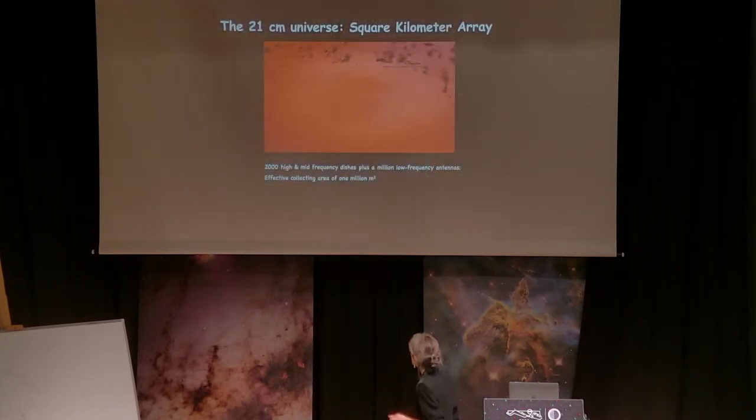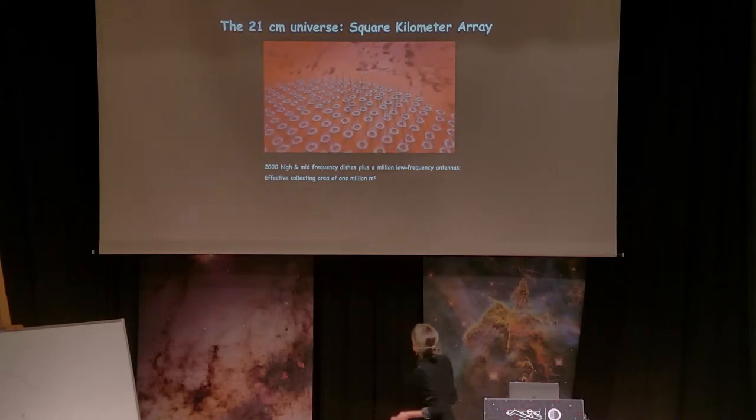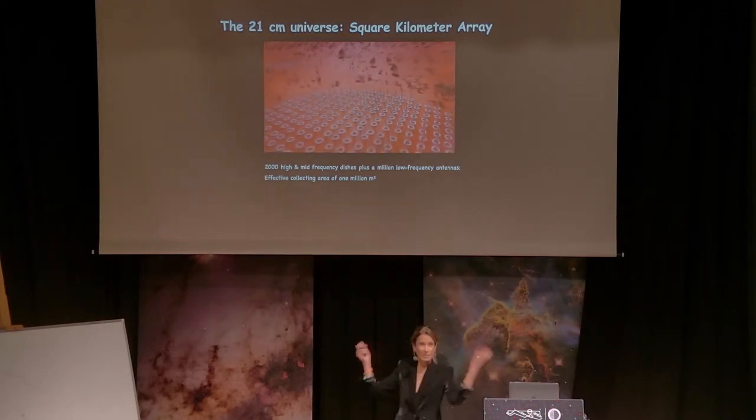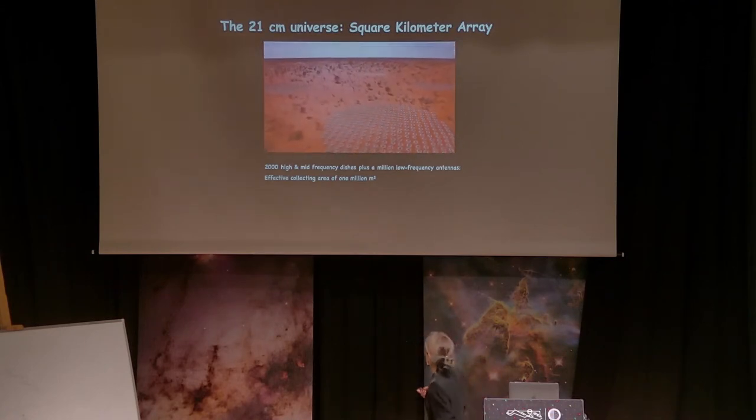So here I show you a movie of the future Square Kilometre Array, okay? We'll have 2,000 high and mid-frequency dishes plus a million low-frequency antennas with an effective collecting area of 1 square kilometer. It's like if you would have one single dish of 1 square kilometer. Here is an animation of how these antennas are going to grow, like this. Of course, they are not going to grow like this, but okay.